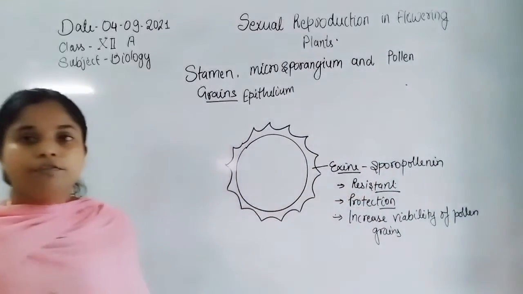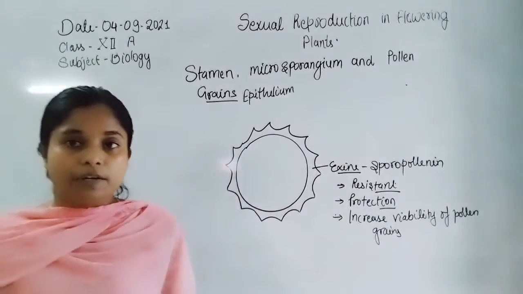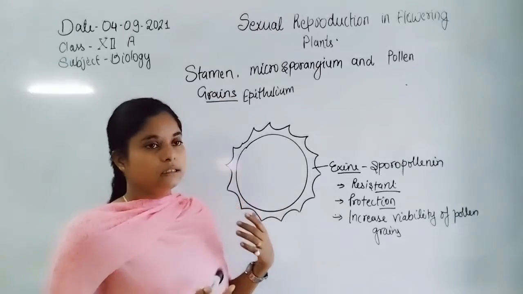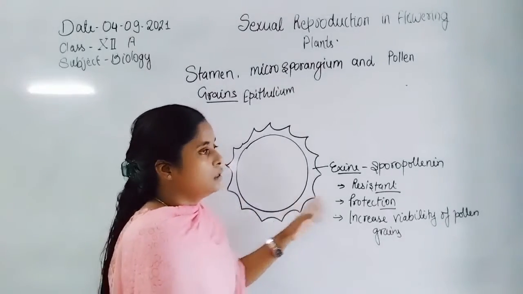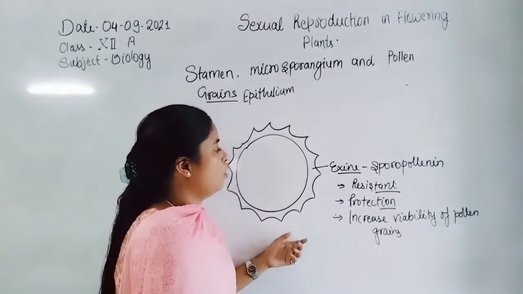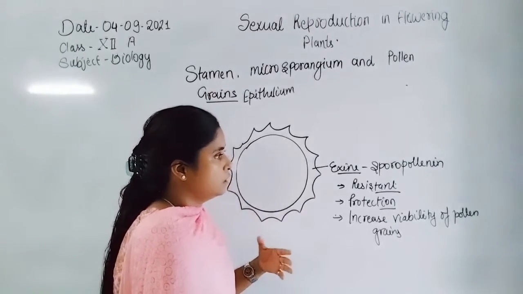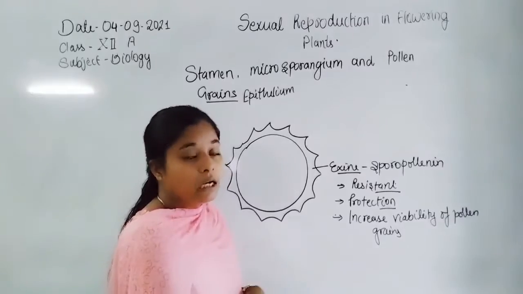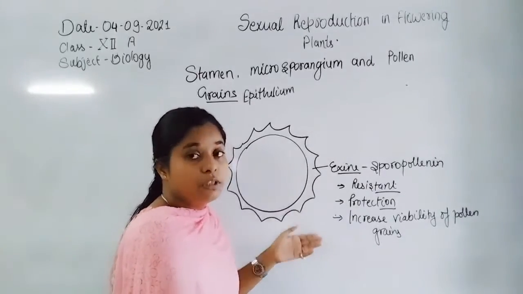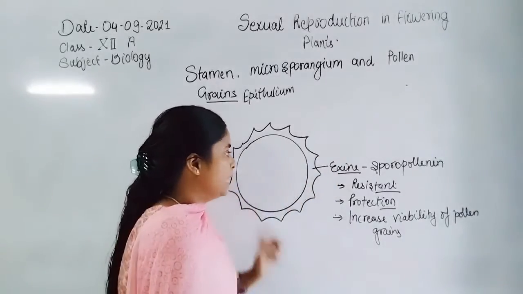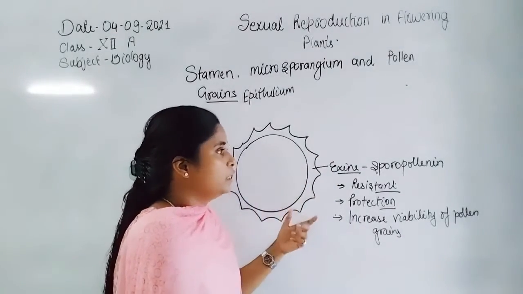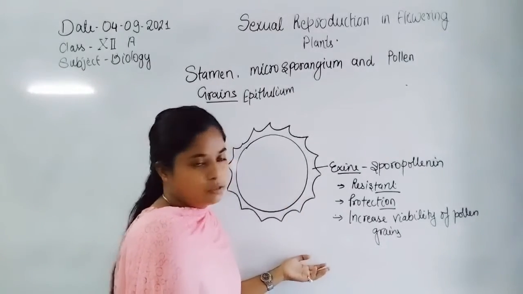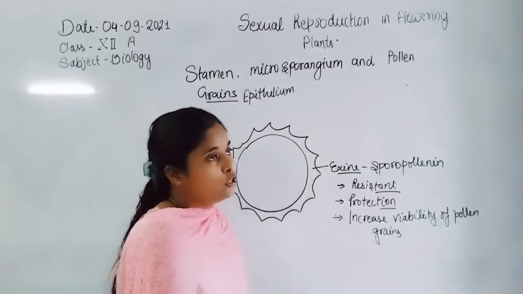So what is the function of exine? Exine is formed by sporopollenin, a highly non-degradable, biodegradation-resistant substance. It develops resistance in the pollen grain so that it can stay alive in adverse conditions. Due to the hard covering, they are protected and not degraded by any substance. Also, they increase the viability of pollen grain.